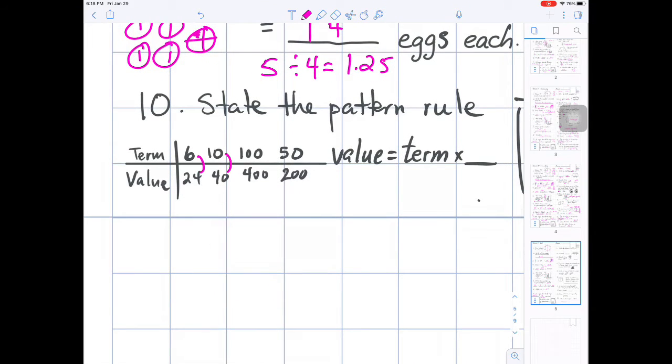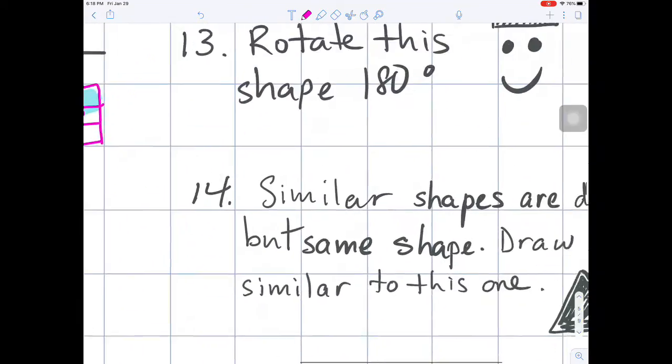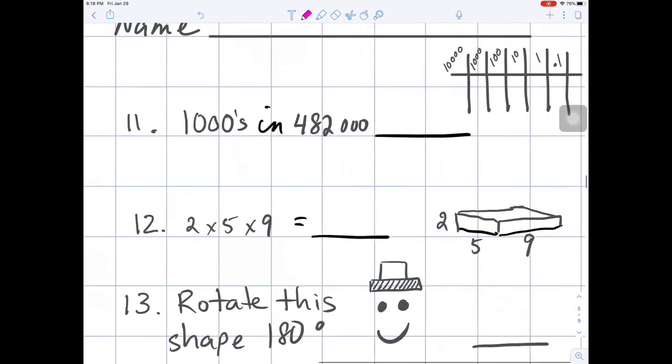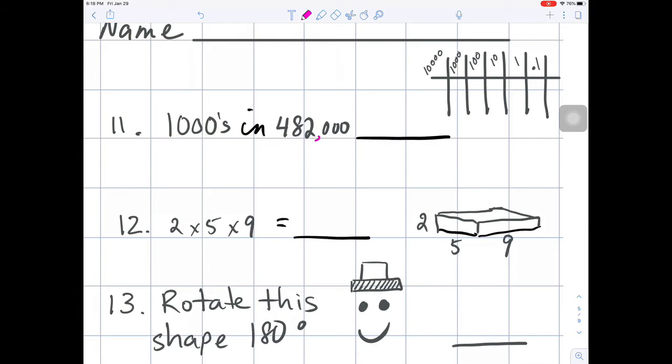State the pattern rule. Okay, the value equals your term times 4. How many thousands are in 482,000? Well, it's pretty clear, 482, but just for fun. And when I write this, I noticed some students were kind of confused, but I have 0. First 3 digits are 0, 0 in the 1, 0 in the 10, 0 in the 100, and 2 in the thousands, and 8 in the 10,000s. There's a 4 over here.